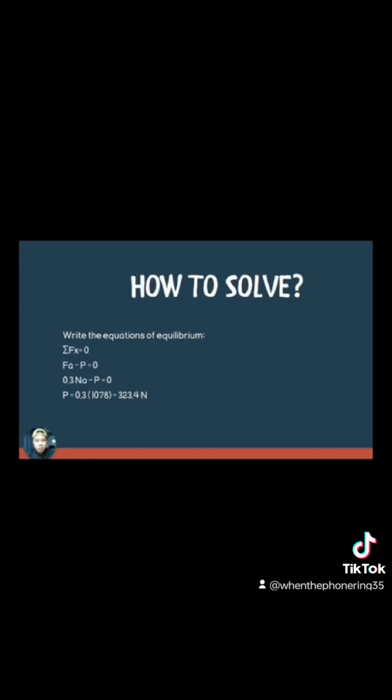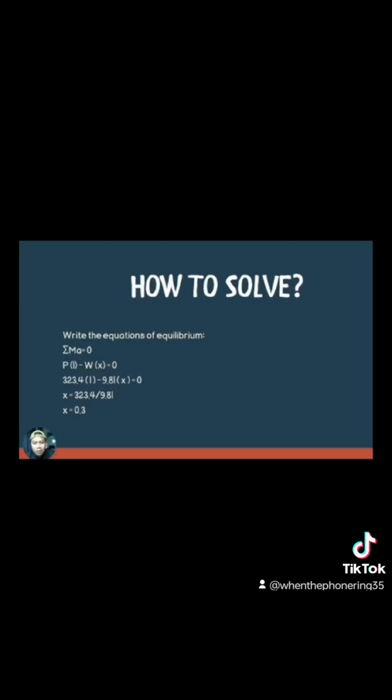Next, we go to the horizontal direction. First of all, write the equation of equilibrium. We know that Fx equal to 0. So the equation is friction force minus horizontal force P equal to 0. We know that the friction coefficient is 0.3, so 0.3 times NA minus P equal to 0. Next, P equal to 0.3 NA. For NA, we just put back in our equation 1078. So we get 323.4 Newton.